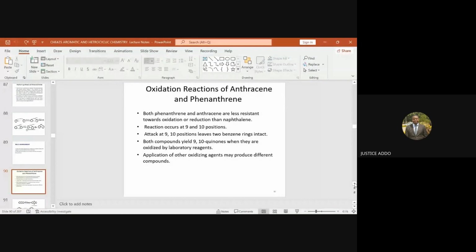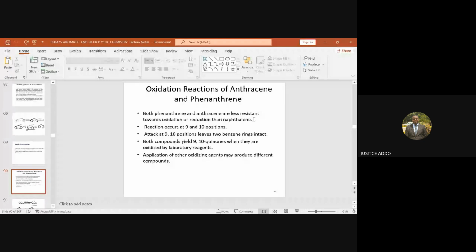So let's also look at the reactions of anthracene and phenanthrene. Both phenanthrene and anthracene are less resistant towards oxidation or reduction than naphthalene. Can somebody explain this to me? The first statement. They are less resistant towards oxidation.